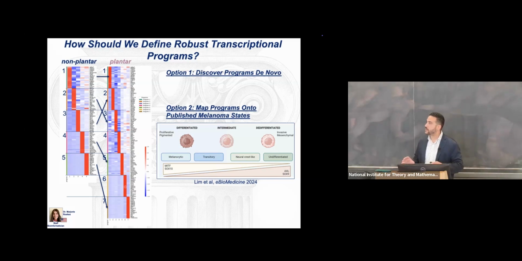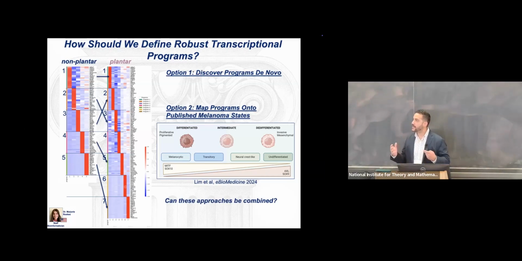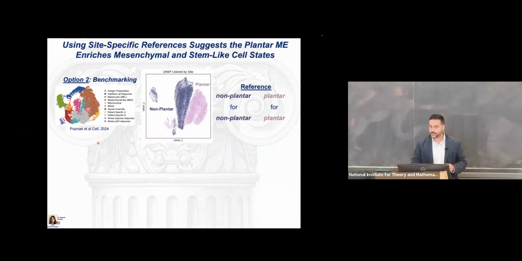All that's been done so far in the melanoma field has been really in cutaneous melanoma. We're interested to see, is there complete agreement or partial agreement or no agreement now that we're looking at acral melanoma in that plantar environment. And then also something that we're curious about is how can we best combine these 2 approaches, these 2 goals. So what we've done so far is the option 2 benchmarking approach. We've looked at previously published melanoma cell states coming from the Christopher Marine Laboratory. There's been more than 11 different cell states documented so far.